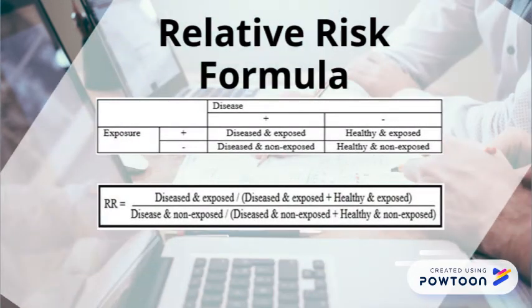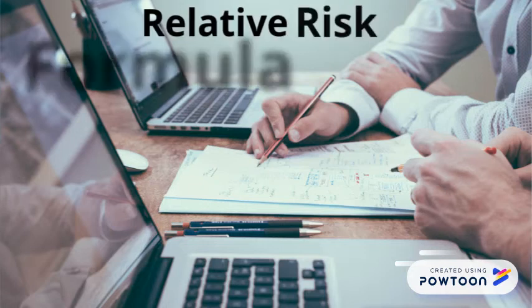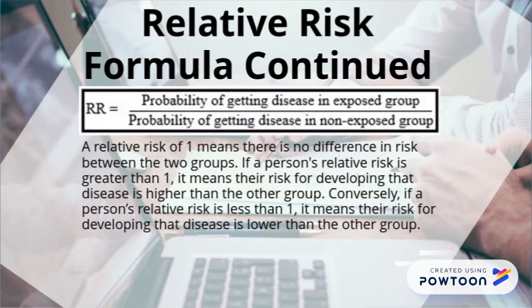To integrate those components into a formula, you can see that calculating relative risk is going to require you to put disease and exposed divided by disease and exposed plus healthy and exposed, over disease and non-exposed divided by disease and non-exposed plus healthy and non-exposed. Looking at the formula continued, you can see that it can essentially be broken down into probability of getting disease in the exposed group divided by the probability of getting disease in the non-exposed group for relative risk.